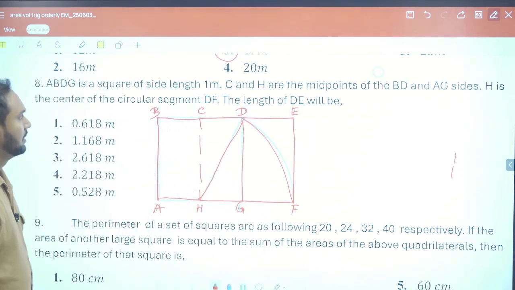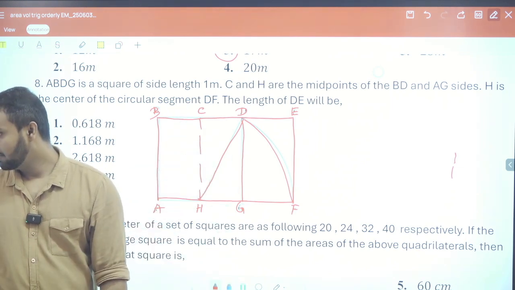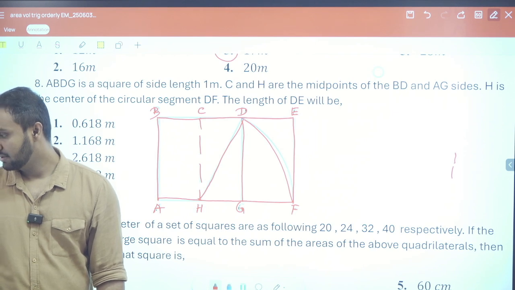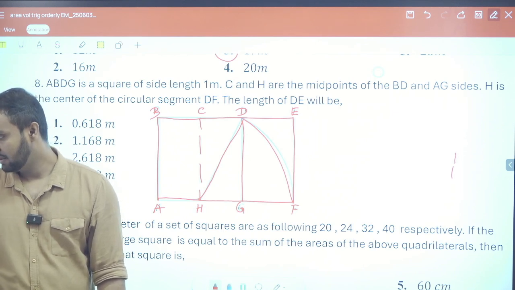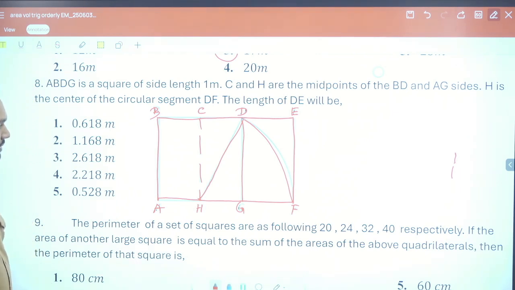Because we will have to improve ourselves. Right? So how do you do it? You are asked to find the DE length, right? DE length. Even the online people, just put a text, the value, even the answer is fine, right? So how do you find it?